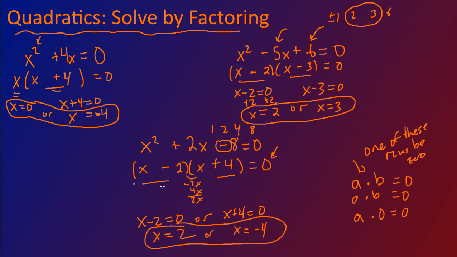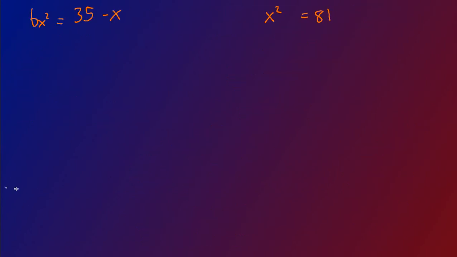Alright, so again, we're using the 0 property, and because we're multiplying these, we know that one of those has to be 0. Okay, so now a few other examples. In order to use the 0 property, I must have 0 on one side. So I need to get everything to one side.